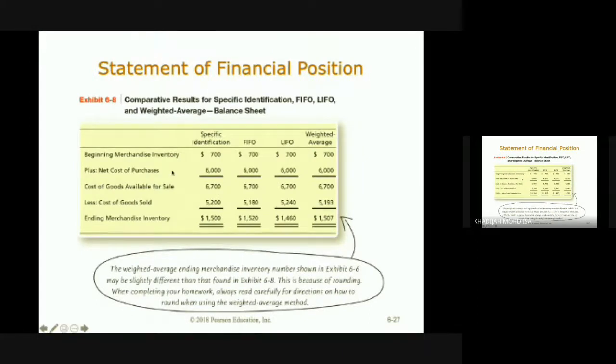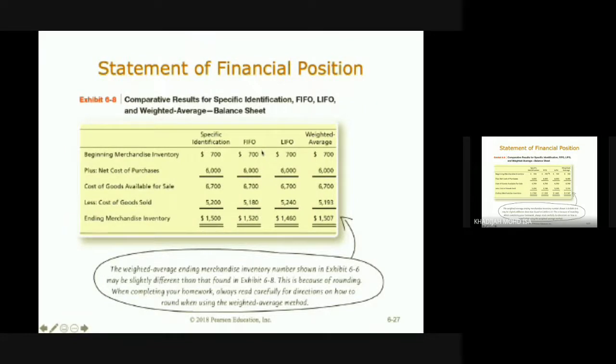Remember, you have beginning inventory, plus your purchases, minus your COGS. Your beginning inventory plus your purchases is what we call goods available for sale. From goods available for sale, you sold. This is your cost of goods sold, and this is your ending inventory. From available 6,700, you sold 5,200, so your ending inventory is 1,500.